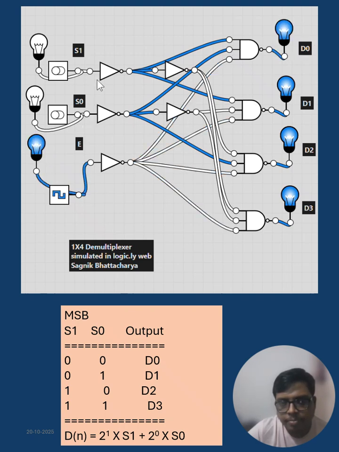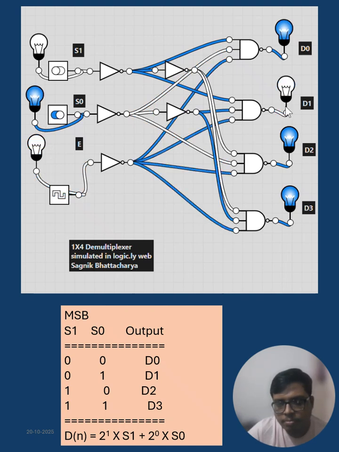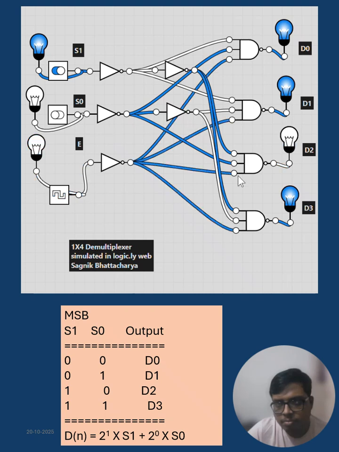Now if I change the status from 0, 0 to say 0, 1, then these two LEDs, E and D1, are blinking here, because the status is now 0, 1. Similarly, if we do 1, 0, we will find that E and D2, these two LEDs, are blinking here based on the status of this. And if I keep it 1, 1, the status is here D3.